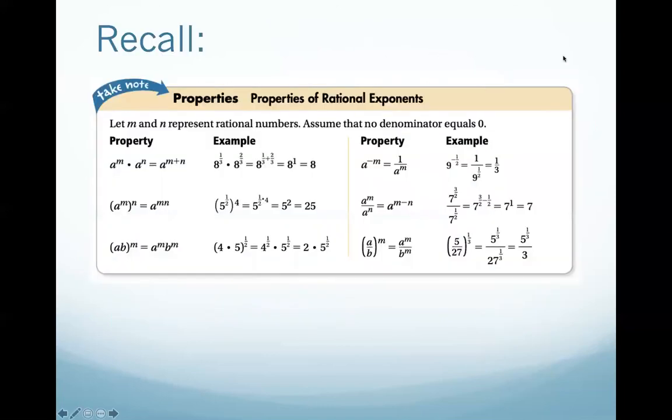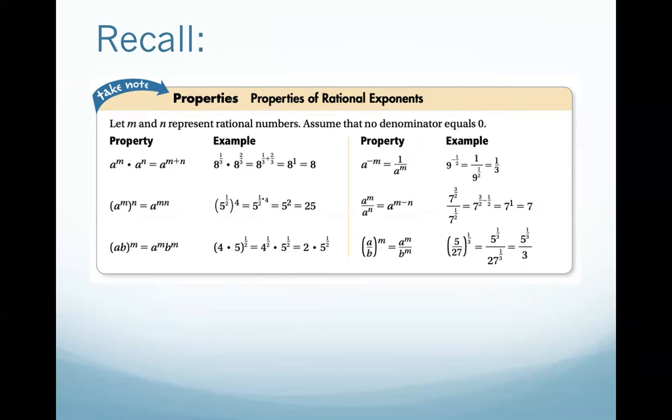So rules of exponents, we've already been using these, but I wanted to remind you, when we multiply two numbers with a common base, we add their exponents. So if I have a to the m times a to the n, that's a to the m plus n. Same thing if it's fractions. If I have 8 to the 1/3 times 8 to the 2/3, I add those to get 3/3, which is just 8 to the first.